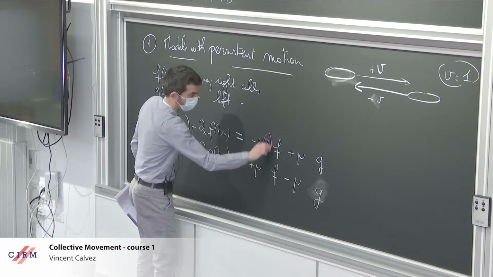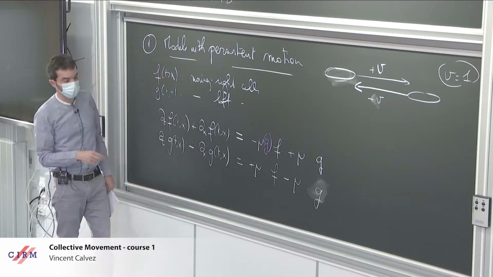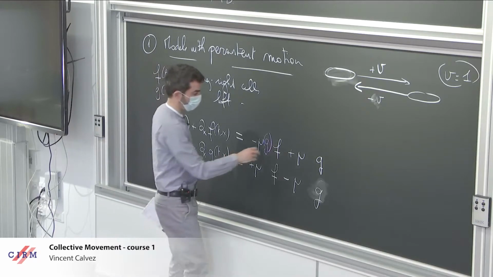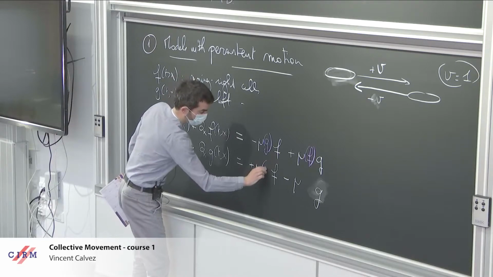You have a J here. Those cells which are moving to the right are sensitive to the cells which are moving to the left with some density-dependent function. And you do the same here, because it must be the same.